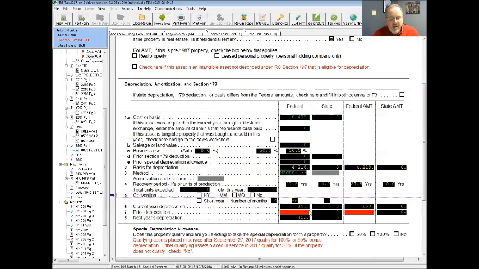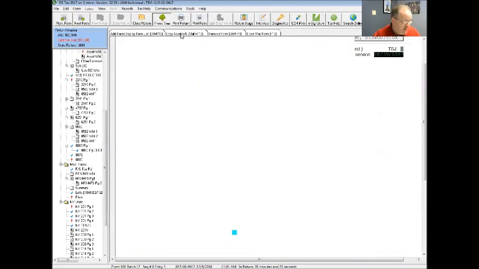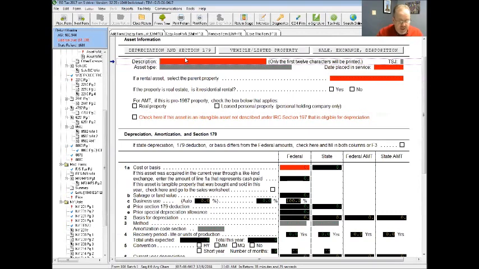And again, work for you to do. I'm going to have you calculate that prior depreciation for those years going back to 2007. Last thing I have is a driveway that was replaced in 2014. So I have my driveway.